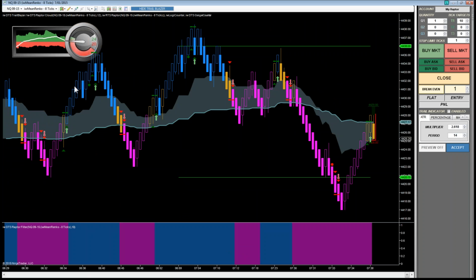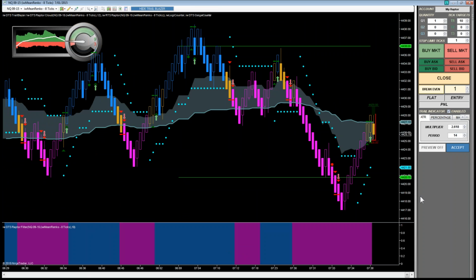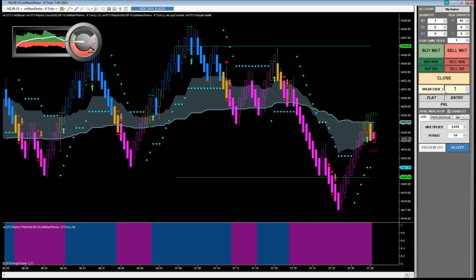Right, the Geiger counter is an add-on. This here is what we call the Trailblazer. The difference between the Trailblazer and the Trade Manager is the Trailblazer does not have the risk portion built in. So you need to be able to approximate what your risk exposure will be. The nice thing about the Raptor is that it's essentially a one-click system.